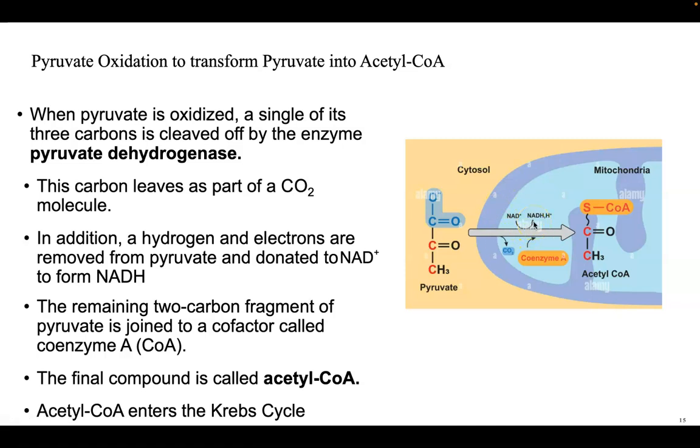The remaining 2-carbon fragment of pyruvate is then joined to a cofactor called coenzyme A. So here they join together, coenzyme A, which is also seen here. And our final compound is acetyl-CoA. Once we have acetyl-CoA, we have what we need for the Krebs cycle to function.